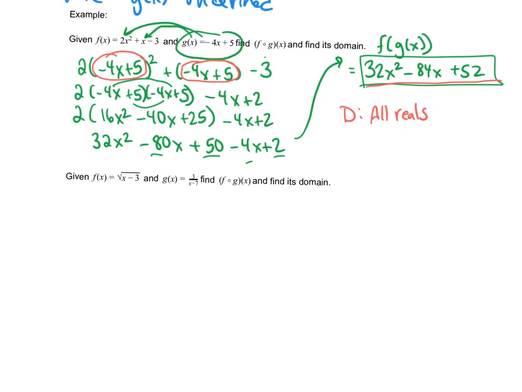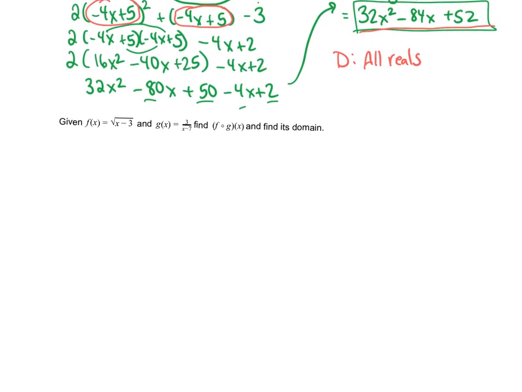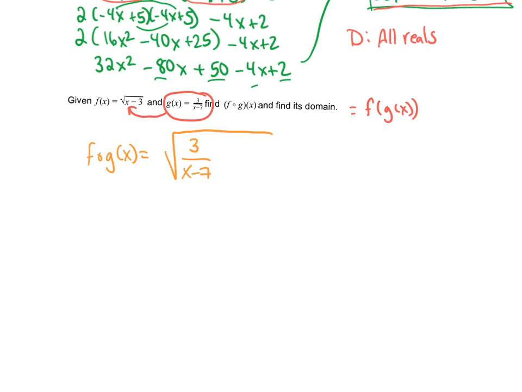All right, let's look at this second one. This one might have a little more involved domain because I have a square root and a rational function. So I want to find the composition f of g of x. I'm going to plug the g function into f. So when I do this, f of g of x is going to be the square root of 3 over x minus 7, minus 3.